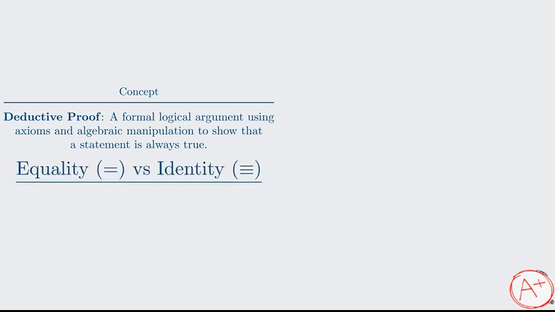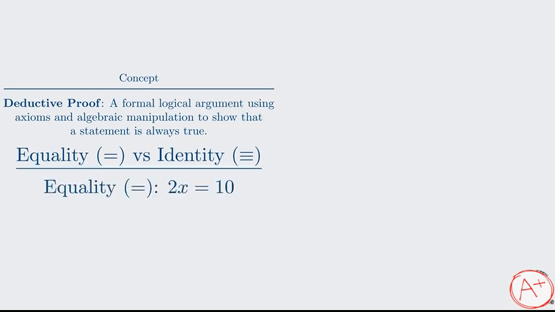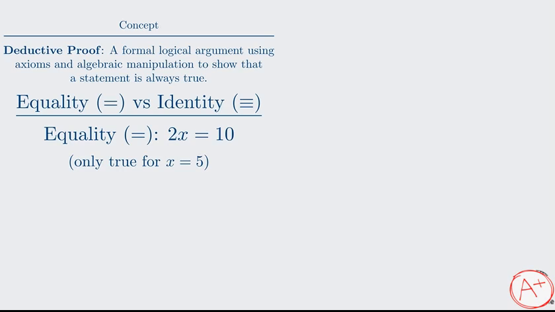Before we start proving, we must understand the notation. An equality using the standard equals sign typically refers to an equation that is true only for specific values of a variable. For example, 2x = 10 is only true when x = 5. An identity, denoted by the triple bar symbol, is much stronger. It means the expressions on both sides are mathematically identical for every possible value the variable can take.